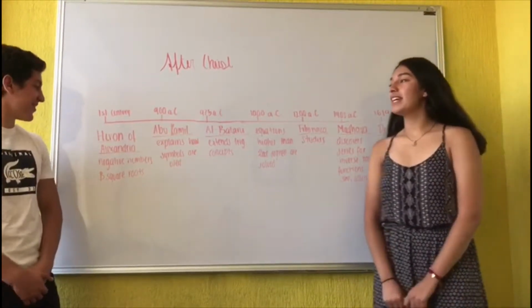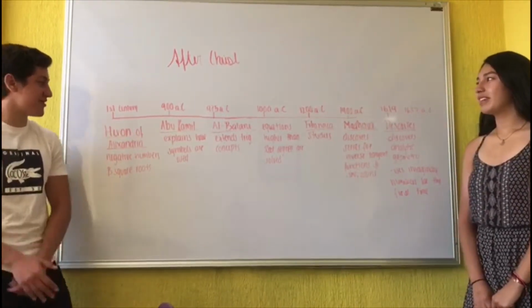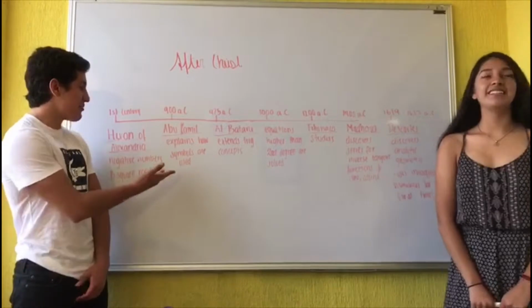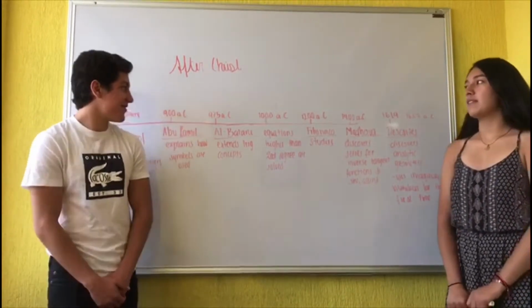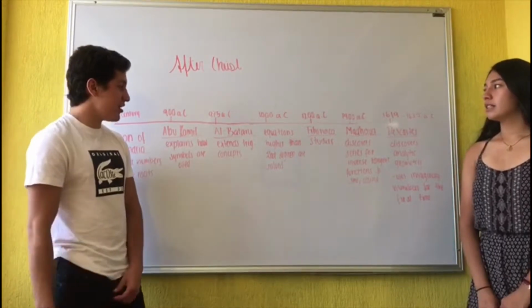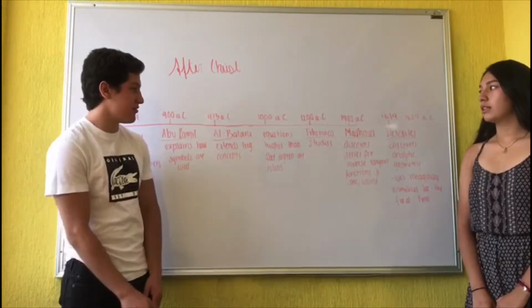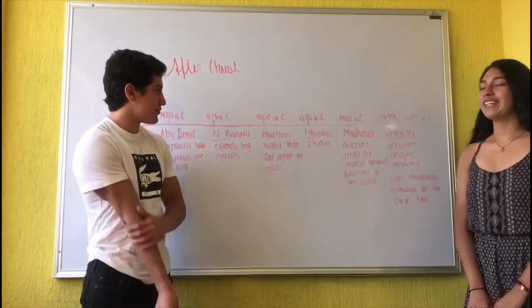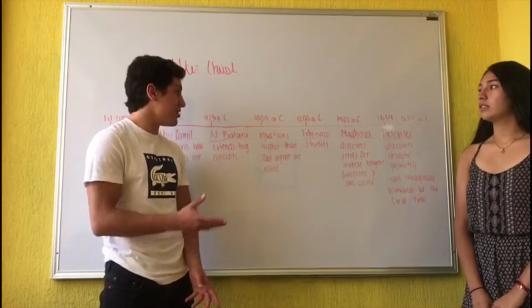In the first century, Heron of Alexandria introduced the concept of negative numbers and square roots. In 900, Abu Kamil explains how symbols are used. In the year 975, Al-Battani extends trigonometric concepts like sine and cosine. In the year 1000, equations higher than second degree started being solved in Egypt.